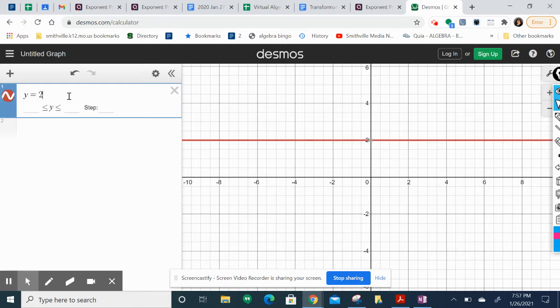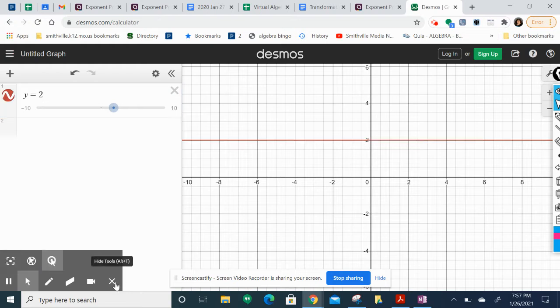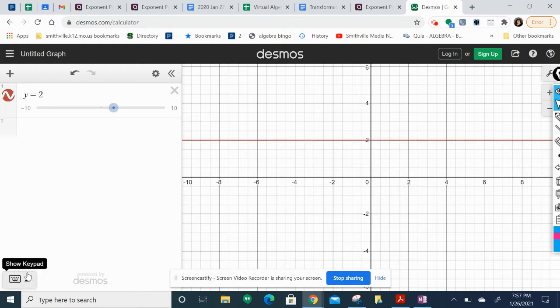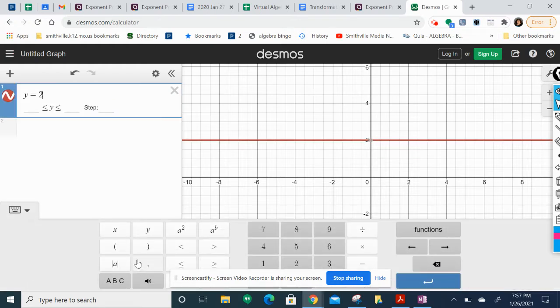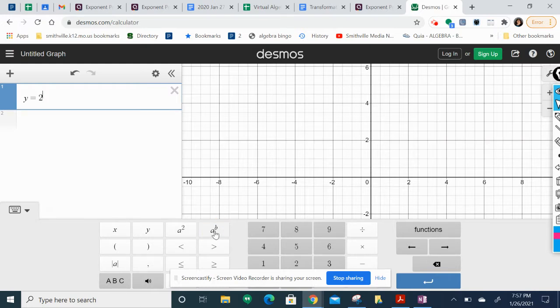Now, in order for me to get the exponent button, I'm going to come down here to the keyboard button, show the keyboard, and our exponent button is right here, a to the b power. So we're going to type that and get our x in here. And so this should look familiar. This is what we have talked about before.